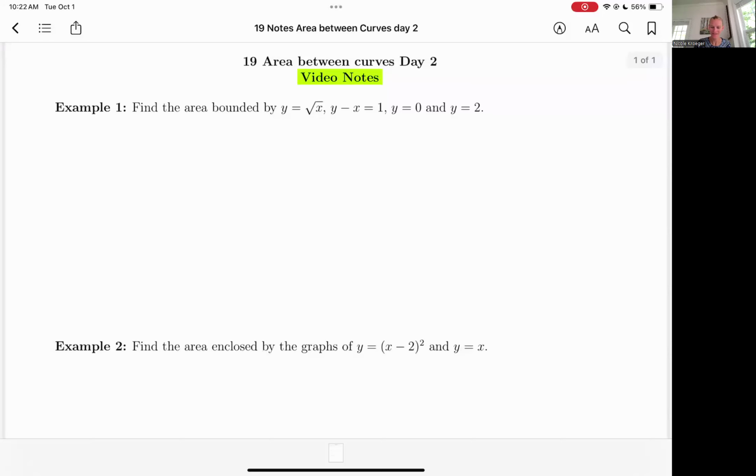We're going to do more practice with area between curves, so nothing new in this unit, just more practice. So you could probably try these problems on your own and see how you do. Check your answers with me. So I'm going to go ahead and start with this first one.